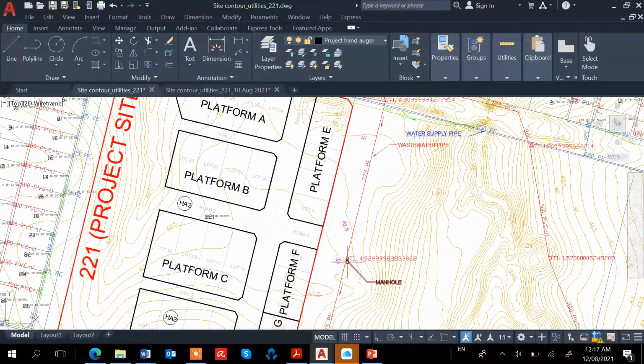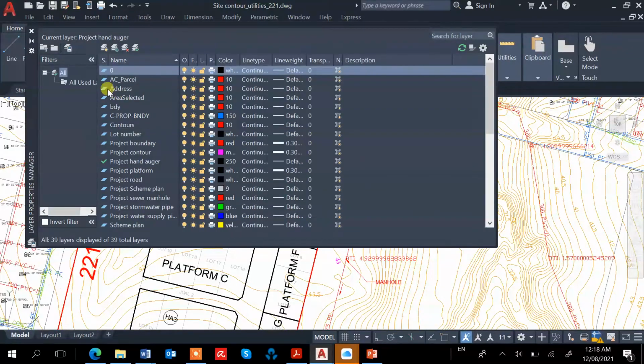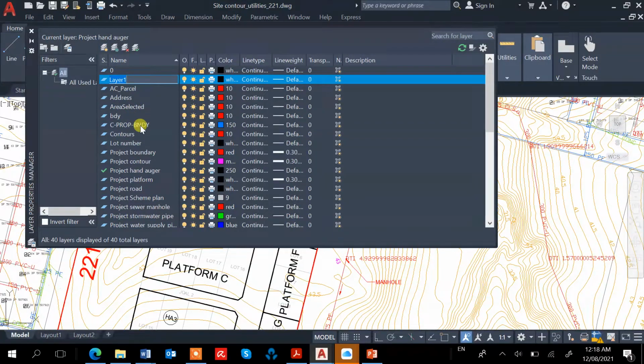Okay, so I will create a new layer. I just type project because I want everything under the project to be in the group, in the same place. So I just put sewer line, project sewer line.